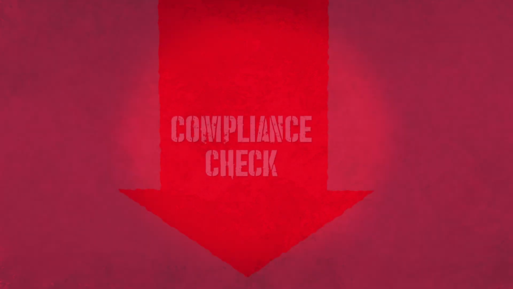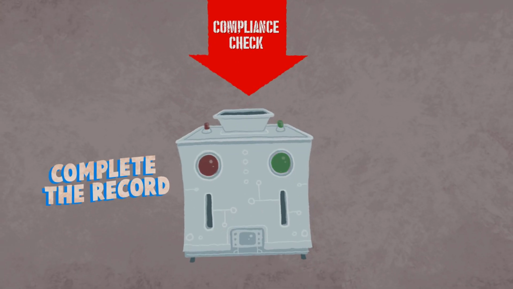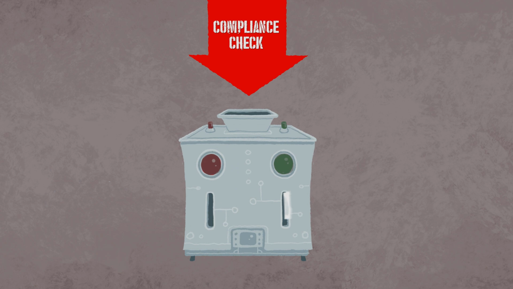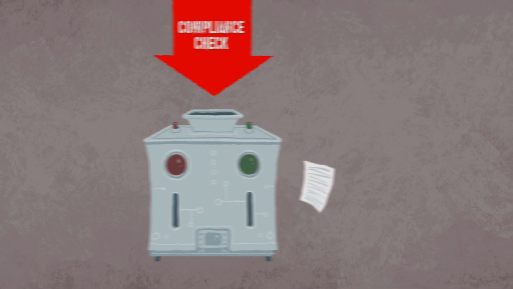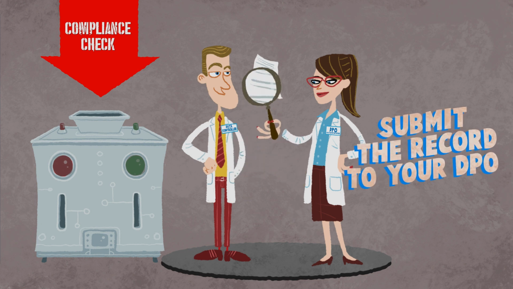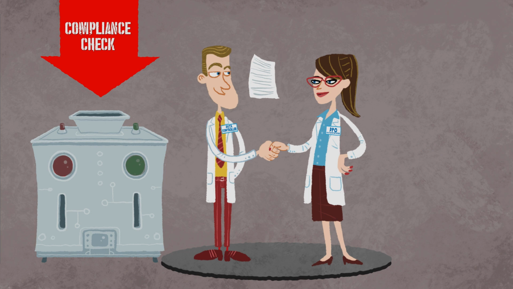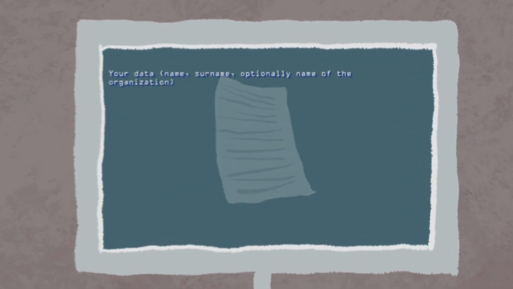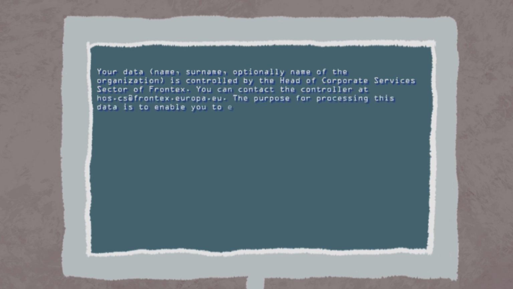How? Complete the record of the processing activity. Perform compliance check to make sure your activity is in line with data protection rules. Submit the record to your DPO, Data Protection Officer. If both data controller and the DPO agree on the record, it is published in the public register.